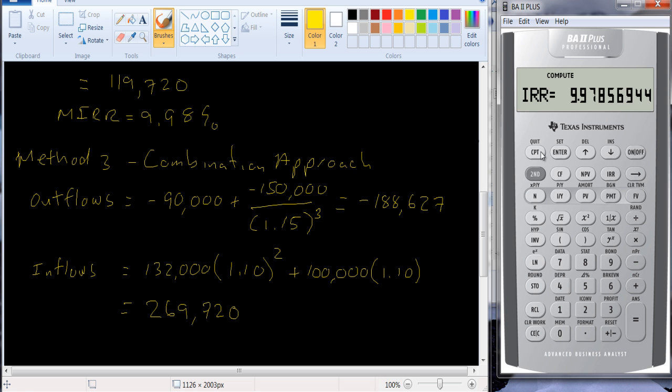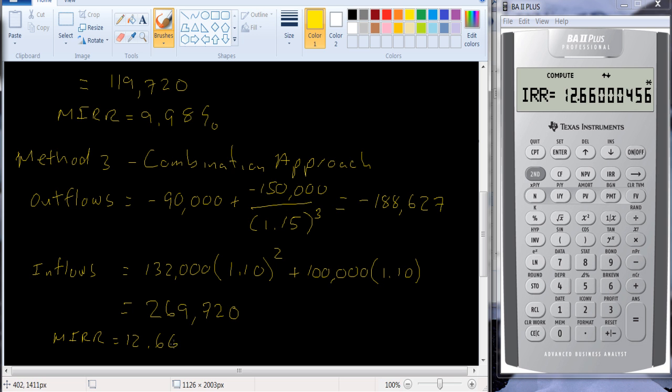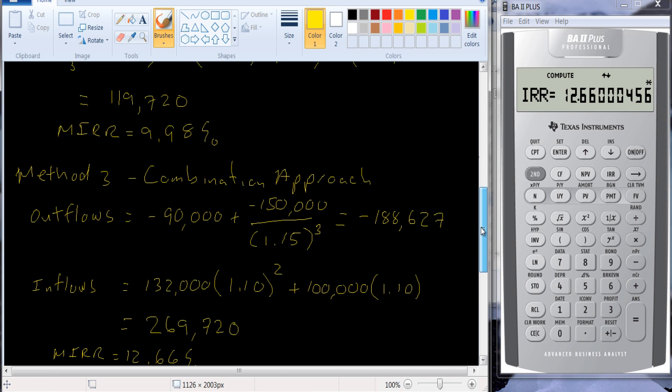And then we're going to recompute this IRR, and we get, in this case, the modified IRR is 12.66%. So again, with a 15% required return, we would again reject this project. So you can see that first, it's a little more tedious. You have to do some extra calculations to get this to work.